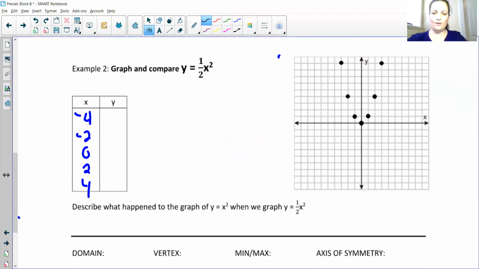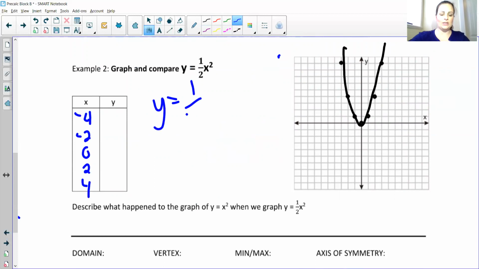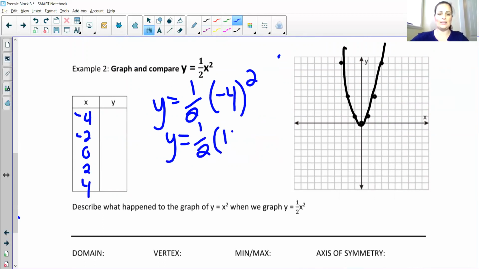So if this black line is the model parabola of y equals x squared, we're going to put in the values for when y equals 1/2 x squared. So remember, when you substitute in brackets, you do your exponents first. So -4 squared is 16. And then you multiply it by that fraction. So that's the same thing as 16/2, which equals 8.